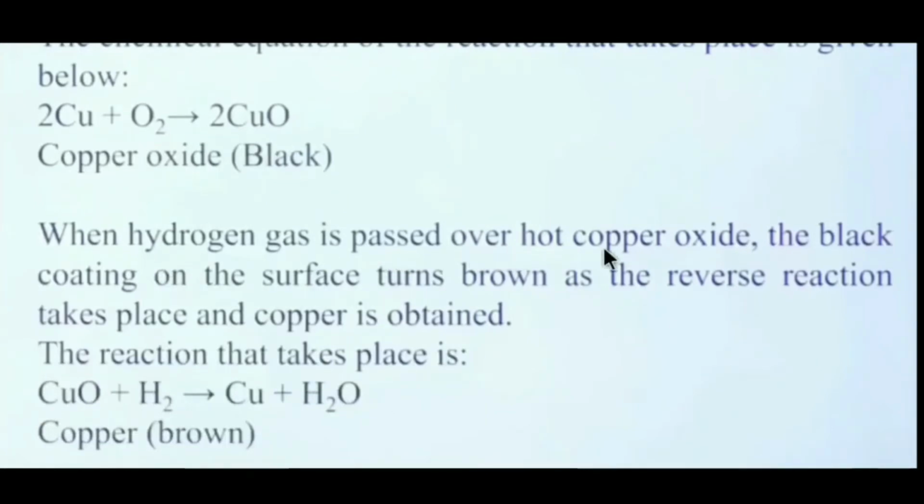When hydrogen gas is passed over hot copper oxide, the black coating on the surface turns brown, as the reverse reaction takes place and copper is obtained. The reaction that takes place is CuO plus H2 gives Cu plus H2O.